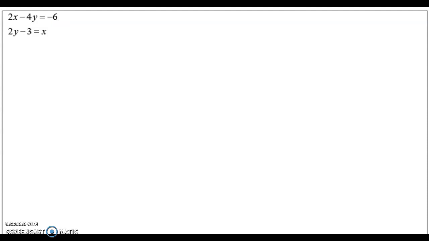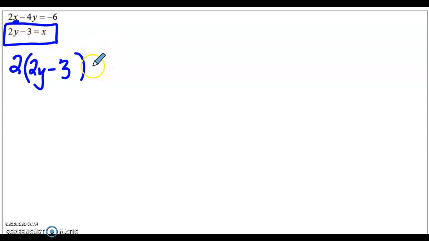All right, so again, we're doing substitution. And I'm looking for a variable by itself in one of the equations. So a system has 2 equations and 2 variables. And if we look at the second equation, I have x by itself. So I'm looking for a variable by itself. I have that x. So I'm going to replace the x up here in this equation with what x is equivalent to, which is 2y minus 3.